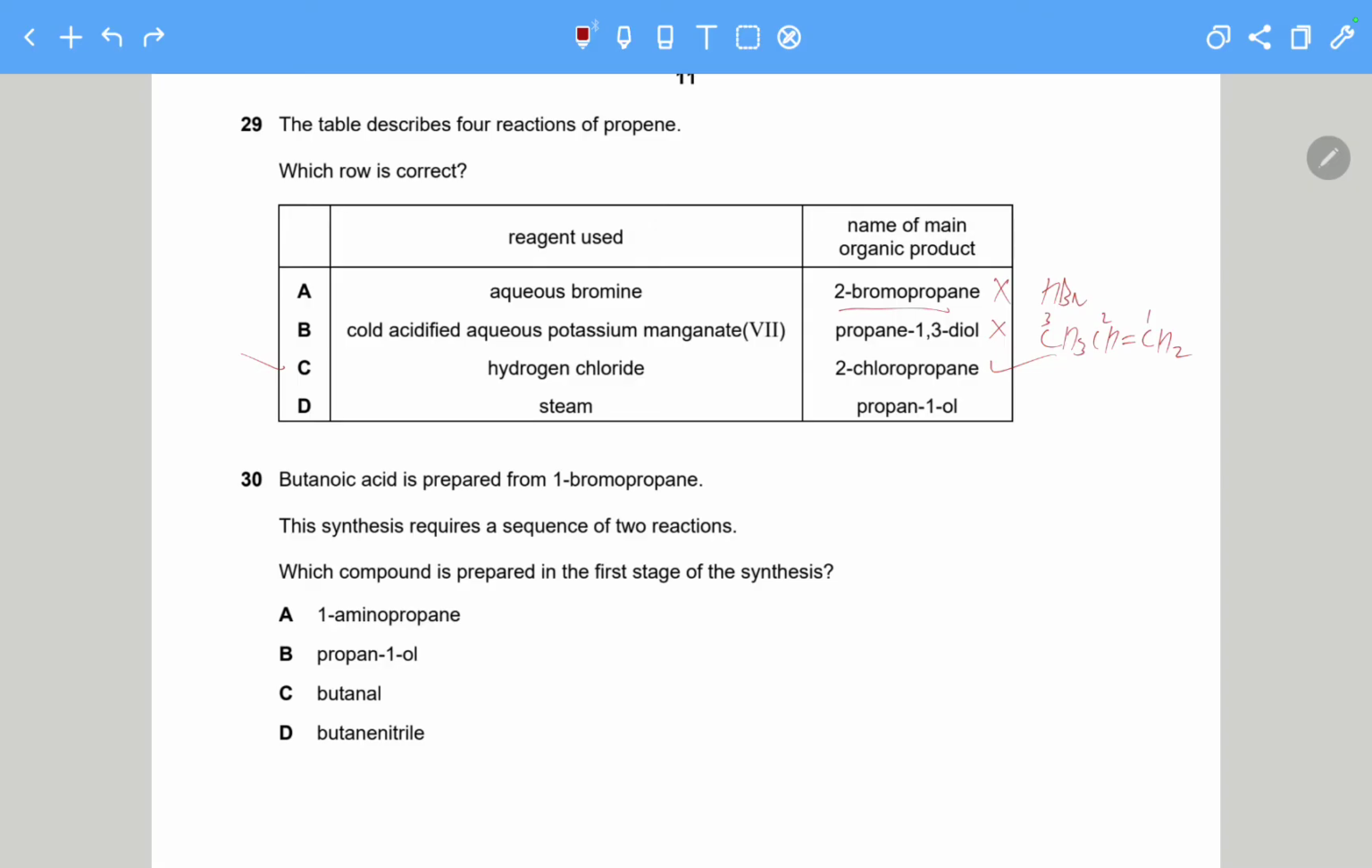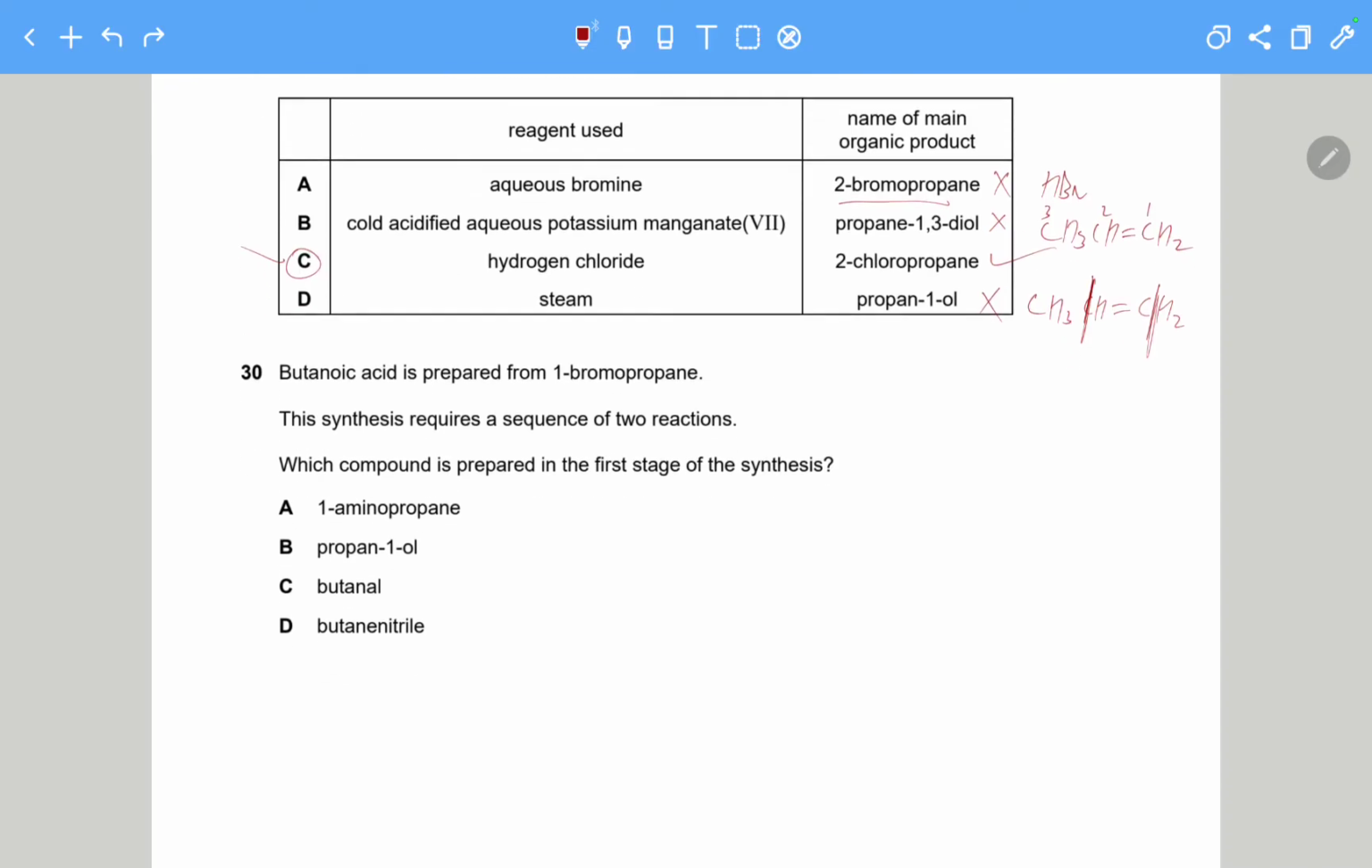Steam will give propan-1-ol, they say, but that's wrong because remember the Markovnikov rule. The hydrogen will add on to a carbon that already has more hydrogens, and the other group, which is hydroxide in this case, will add on to the carbon with fewer hydrogen atoms. So propan-2-ol would form in this reaction, not propan-1-ol, because this is where the hydroxide would add, this is where the hydrogen would add, not the opposite way. So this is wrong. Correct answer, C.